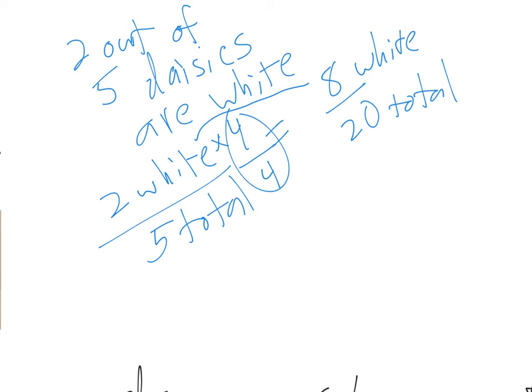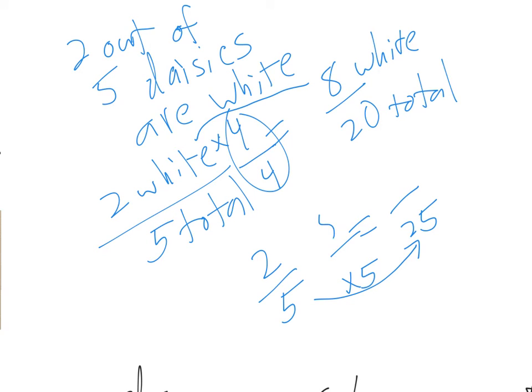And at the same time, you can work the other way. Say I have the 2 white over 5 total, and I know that I want 25 total daisies. Then how many white daisies do I need? Well, how do I get from 5 to 25? That's times 5. So I need to multiply by 5 over 5. So 2 times 5 is 10. In that case, I have 10 white daisies and 25 total.